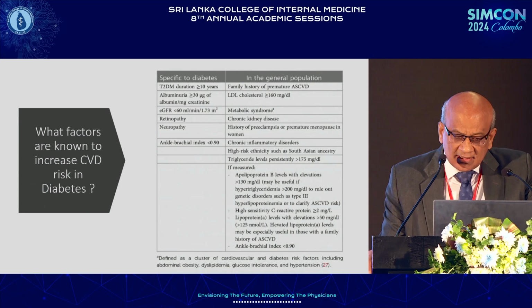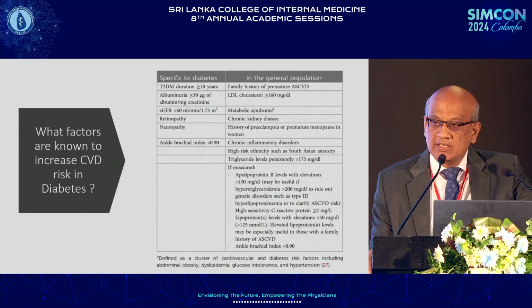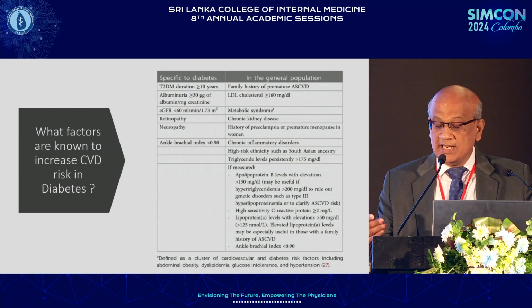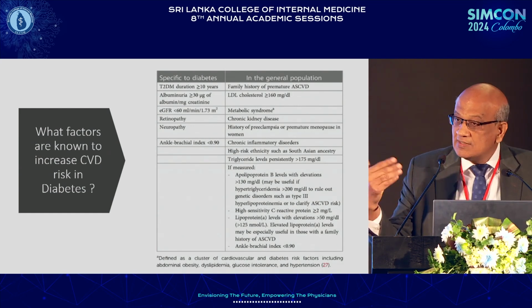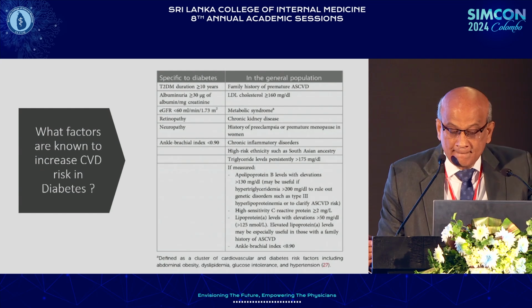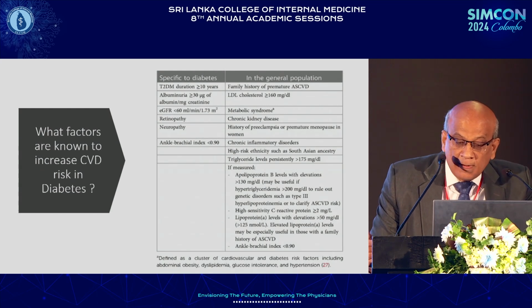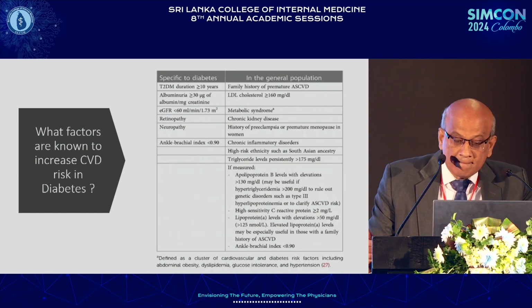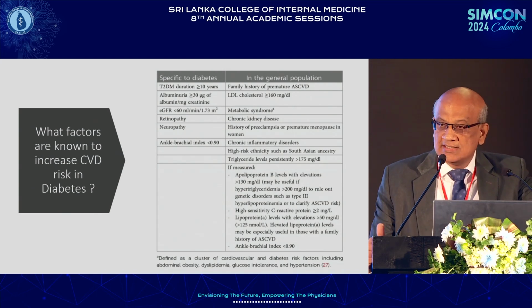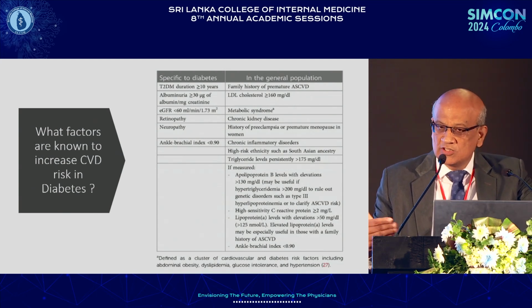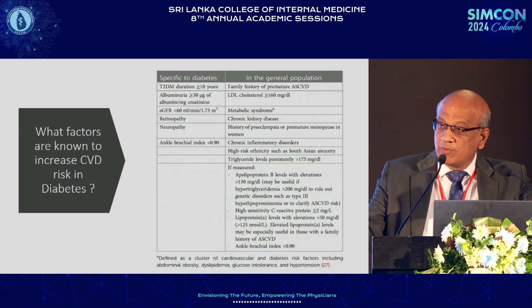What factors are known to increase the CVD risk in diabetes? What is specific to diabetes? We all know the CVD risk in any individual increases with age, with LDL cholesterol level, with metabolic syndrome, chronic kidney disease, and the newer additions of Lp(a) levels and so on and so forth. This is in the general population.